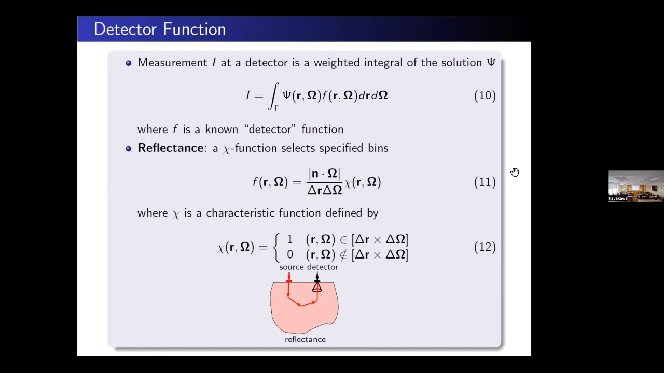We have something called a chi function. Chi function is basically something that says yes, 1, if you're in the spatial location, the spatial definition of the detector, as well as the angular. You might have a fiber with an NA, so you might need to specify the delta angle here as part of your detector. And so this detector pretty much picks off those random walks that satisfy the constraints that you've defined in your detector.